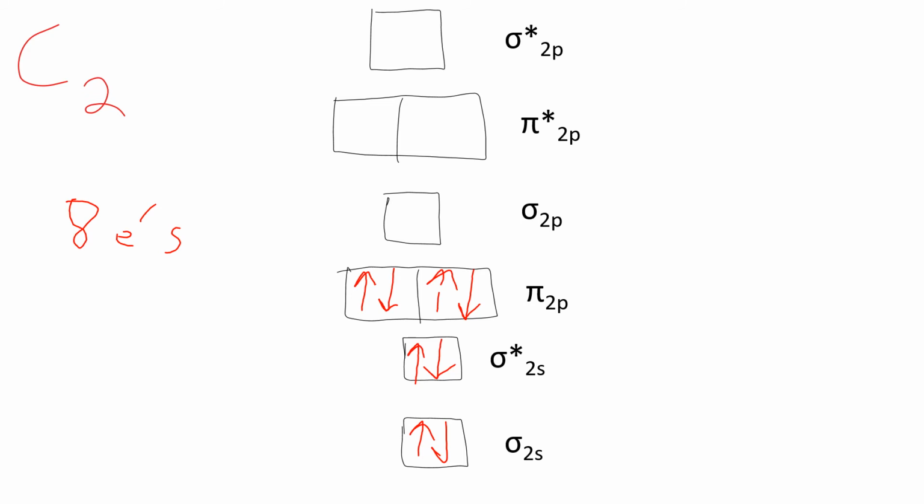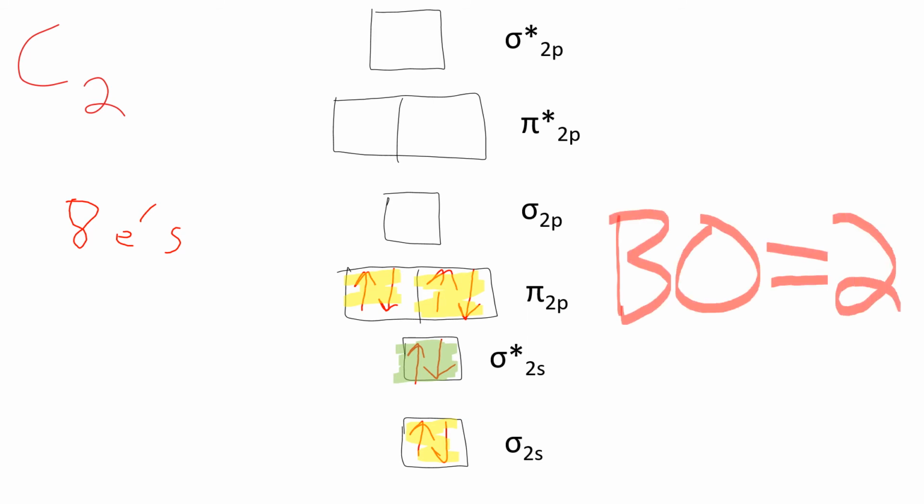If we want to deal with the bond order, we count up our bonding electrons, highlight those in yellow. Those 2 are bonding. These pi 2p orbitals are bonding, so we would have 6 bonding electrons. Highlight our anti-bonding orbitals in green. Our anti-bonding orbitals are these. We have 2 electrons in there. So for the bond order, we're looking at 6 bonding electrons minus 2 anti-bonding electrons. 6 minus 2 is 4, divided by 2 is 2. Our bond order here would be 2 for this molecule.